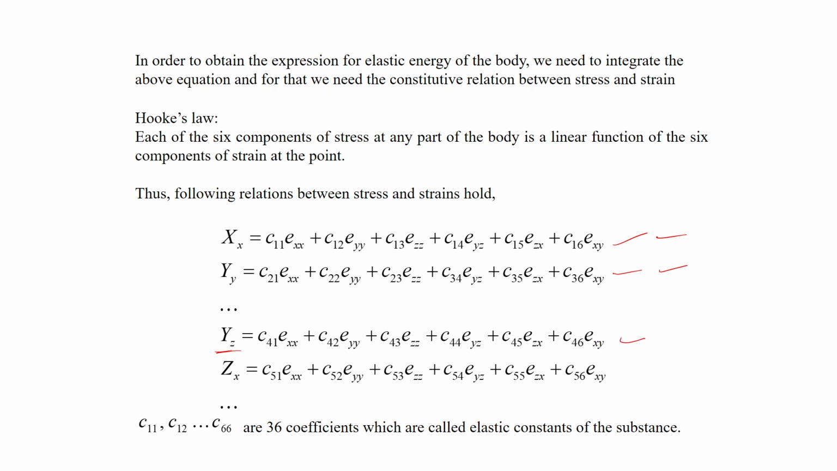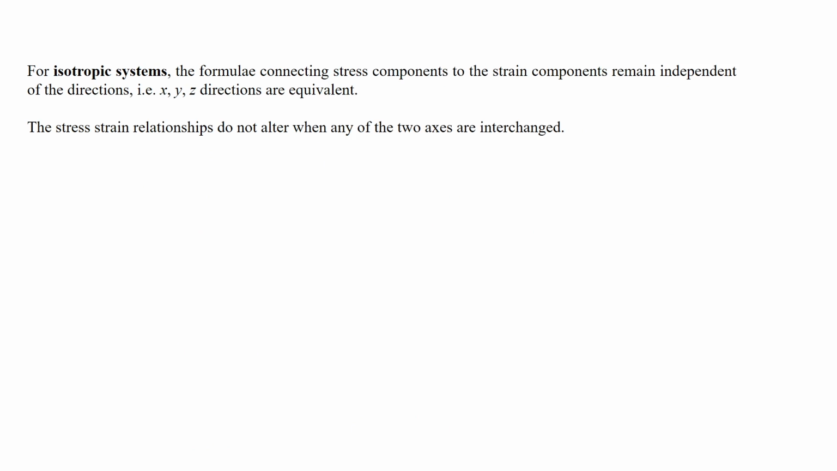So, you can see there are 6 components of the stress, and these are functions of the 6 components of the strain. So, how many constants are there actually? 6 into 6, 36. So, there are C11 to C66, actually 36 such coefficients or elastic constants of the substance. Now, it is not possible to work with so many constants, so we can minimize the number of constants required for these stress versus strain relations.